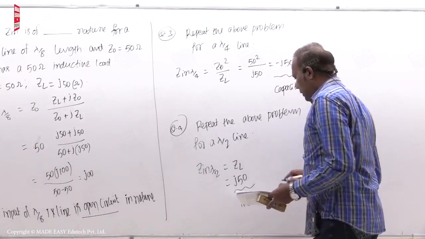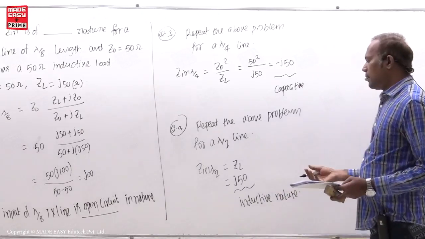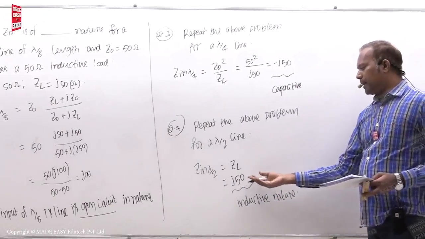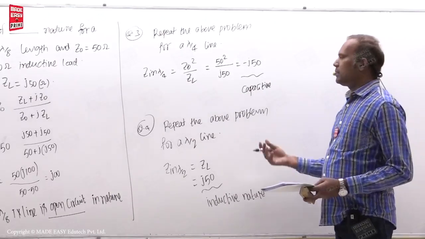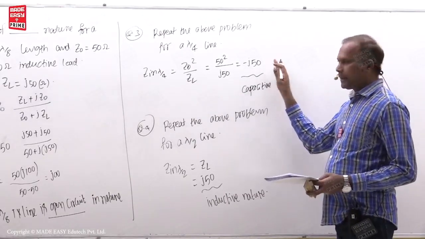Inductive nature, because impedance is imaginary and positive, that is inductive nature. J omega L, that one. This is minus J by omega C, like that.